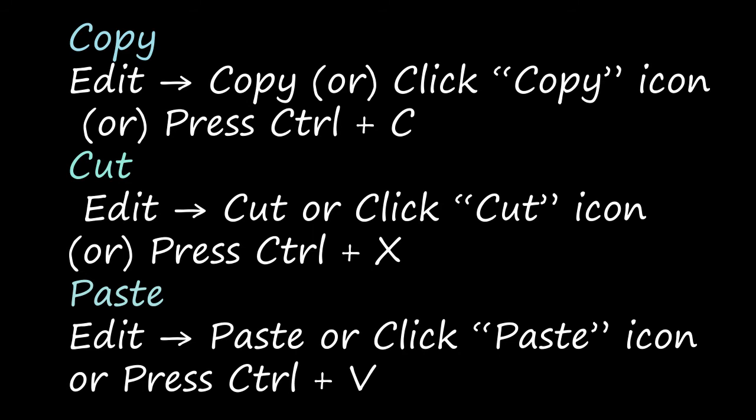So if you want to cut, you select the cells first and then go to Edit, Cut. Or you click on the Cut icon. Or else you press Control X. And then again you paste it in the place you need. You keep the cell pointer there and paste it. So these are the cut, copy and paste procedures.